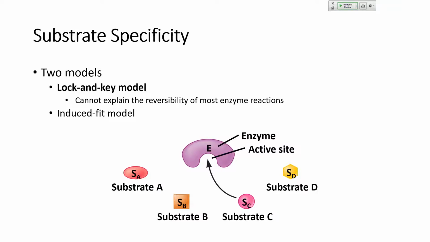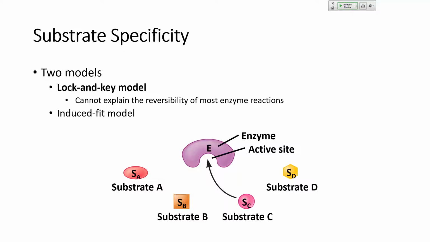How do we get that specificity where an enzyme can only speed up one type of reaction by binding to one type of substrate? And to answer that question, we have two different models, two different theories. The first one is the lock and key model. Now, the lock and key model says that an enzyme has a very unique activation site. And basically, the shape of the activation site perfectly matches the shape of its unique substrate. So basically, only one type of substrate can bind to this enzyme at its unique activation site.